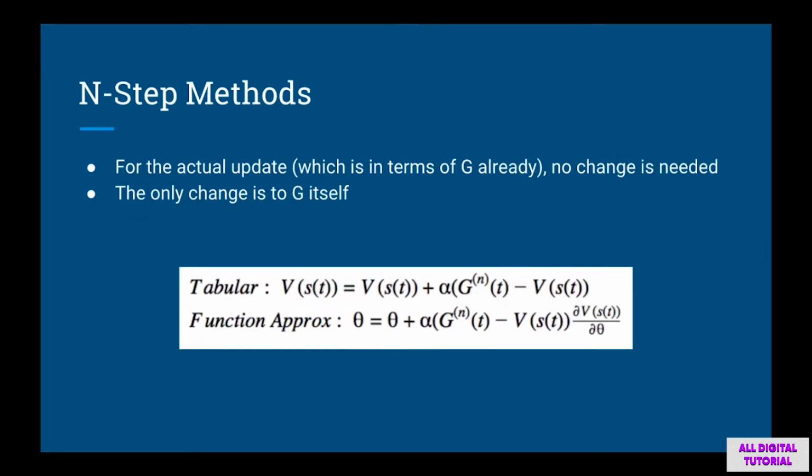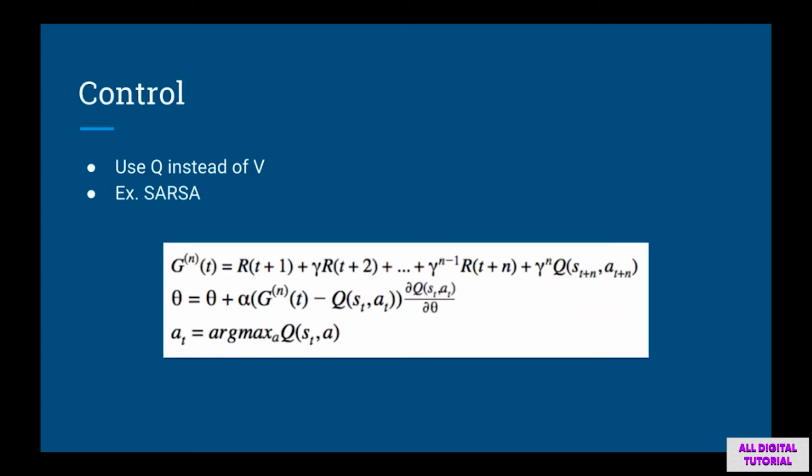For updating v, if we're doing the prediction problem, the update equation doesn't change. The only change is to g itself. The only thing you have to do is wait n steps before you can update v for the state you are in now. The same thing of course applies to both tabular methods and function approximation methods. This of course can be extended to the control problem as well, where we use q instead of v. If we're doing sarsa, the update will be in terms of the chosen action, and the chosen action will always be greedy or epsilon greedy with respect to q.